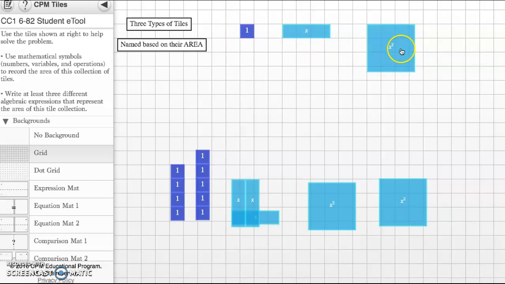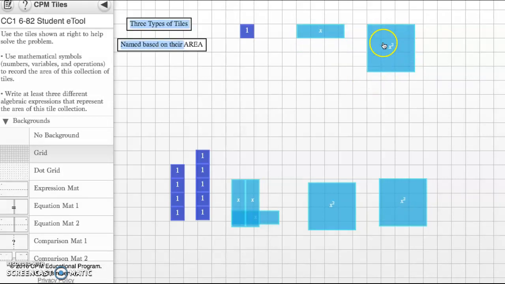Now this larger square tile, because it's a square, we know that this length is going to be the exact same length as the height. And if I take my x tile and I move it over here, I see that they have the exact same length. So this unknown length that we were looking at before is going to be the same for the base, and I can move it to be the height of the rectangle as well. So we know that both of these tiles are going to have the same measurement.